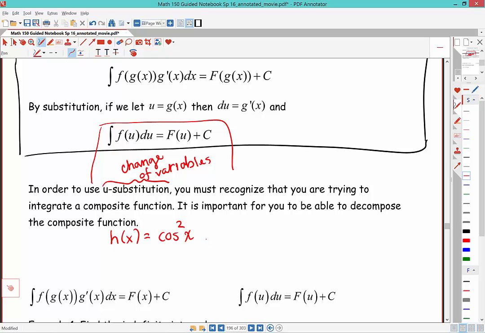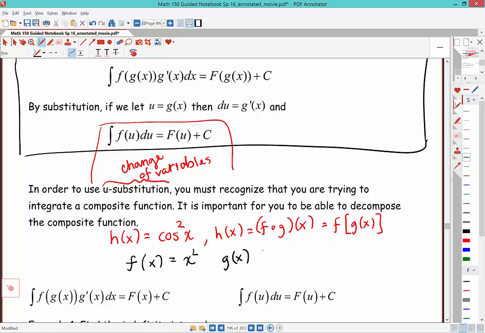And h of x is this composite f composed with g at x, right? We would want you to be able to, which of course is equal to f evaluated at g at x. So you're going to need to be able to identify what's that f, what's that g. So f is that most outside thing going on. F of x is something squared, right? And g of x is good, cosine at x. So you need to be able to see that kind of stuff when you're making your substitution.